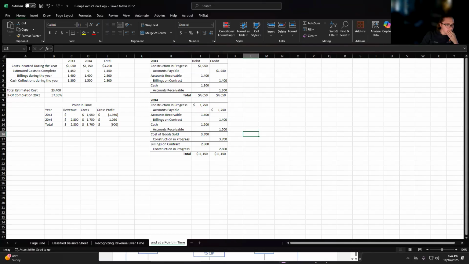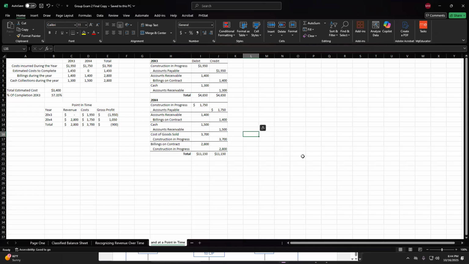Okay. Let's see here. What's the point in time? Yep, mine look the same. For the journal entries, the only thing I have different is I have a loss on contract on 2023 because we have to recognize the revenue as it occurs or the loss as it occurs.